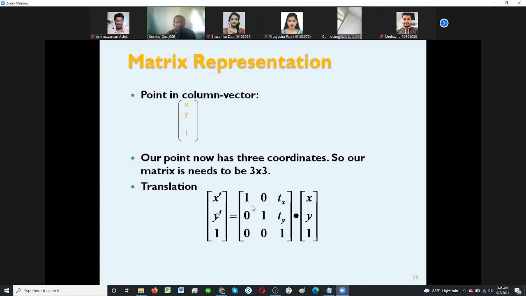So if we do that row and column like that, we can find out that x prime should be x into tx plus y into ty. Finally, we will see how that equation comes out.